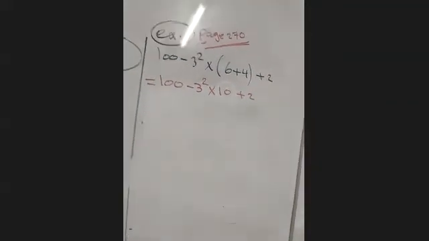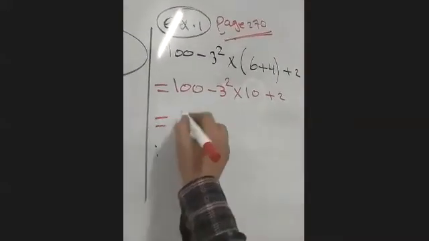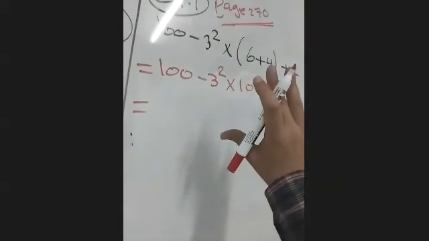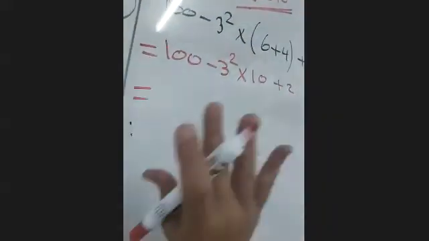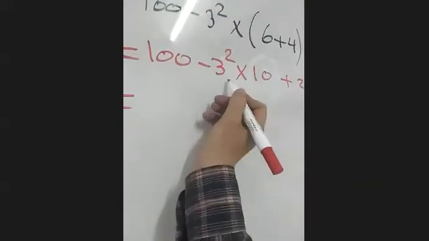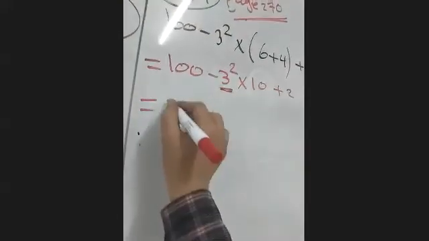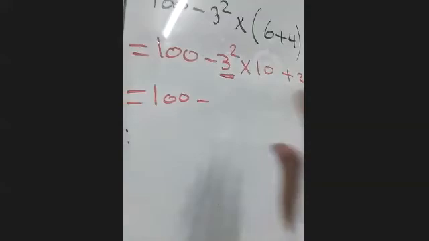The second step. We will do the powers. Do we have any power? Yes, 3 to the power 2. So all other things, guys, will come down the same. Do not do anything. Just only do what? The power only. Yalla. 100 comes down, minus, in order.